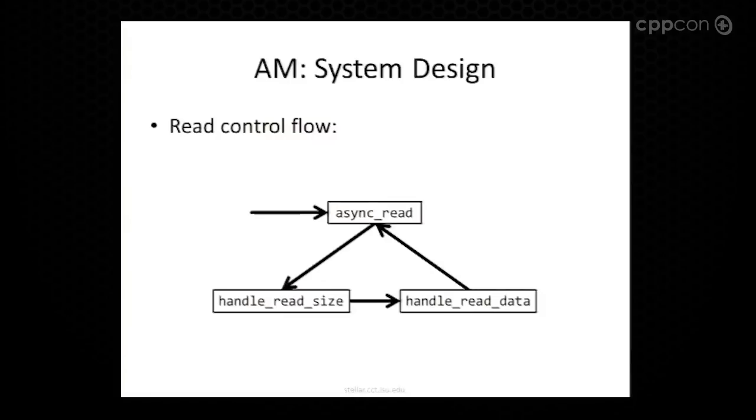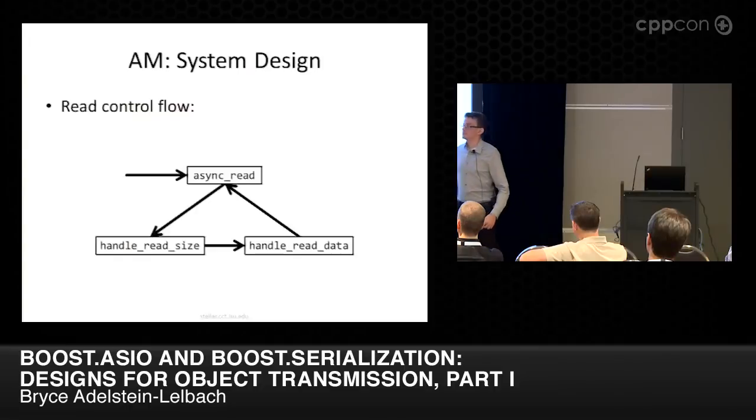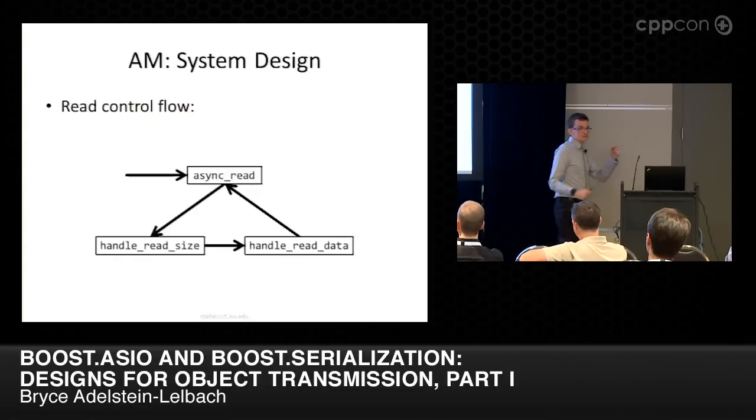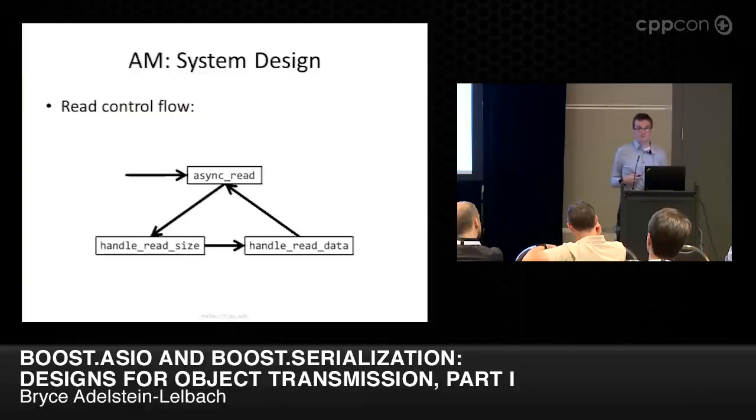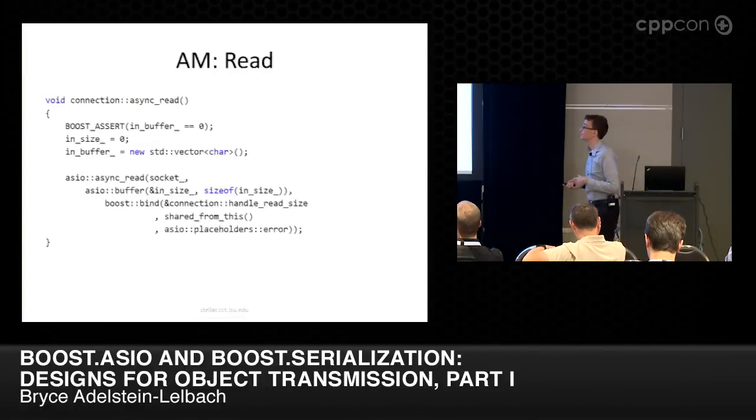So the control flow kind of looks like this. You start off your read. The reads go to handle read size. Handle read size goes to handle read data, which then starts another async read. Sort of like that example of the echo server where we had that function f, which looped back onto itself, because we always want to re-enter the processing loop.